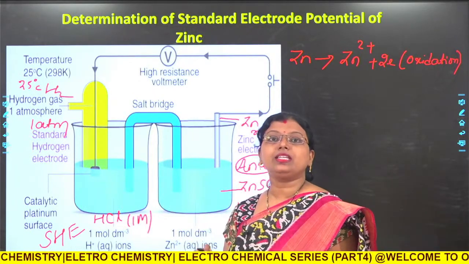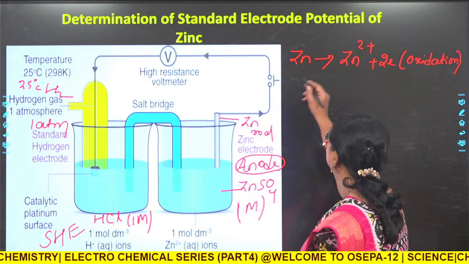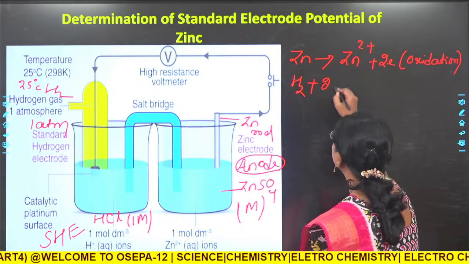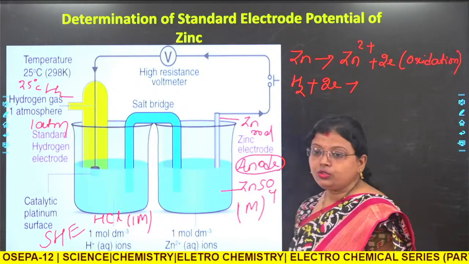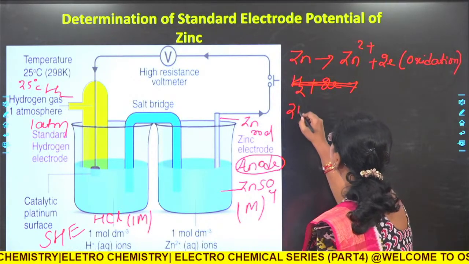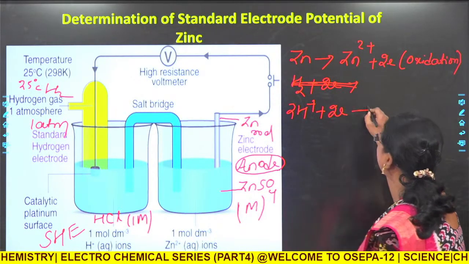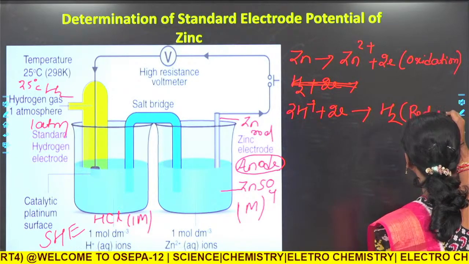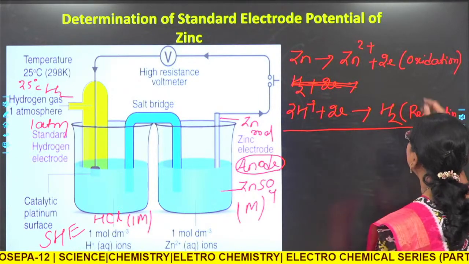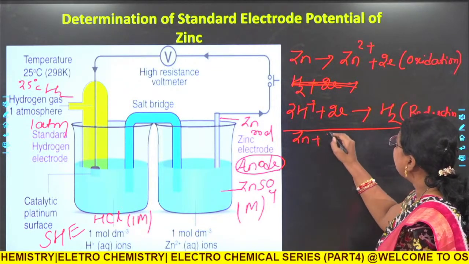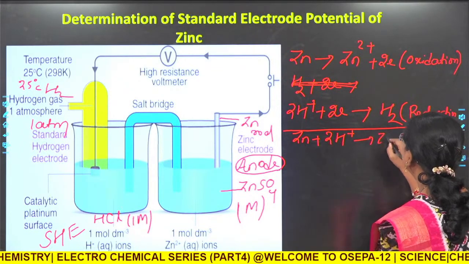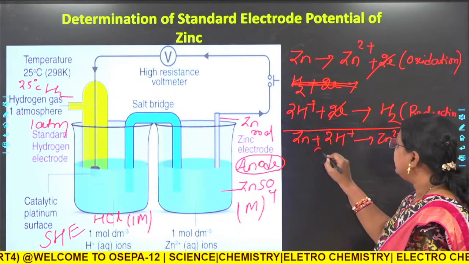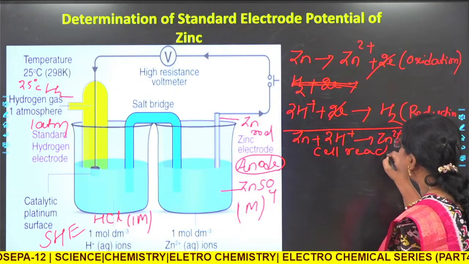Then what about the standard hydrogen electrode? That will act as cathode. That means 2H plus will undergo reduction. 2H plus, by gaining electrons, will produce H2. So this is your reduction reaction. When you combine these two, you will obtain the total cell reaction of this setup. The 2 electrons cancel out and you obtain the cell reaction like this. This is the cell reaction for this setup.